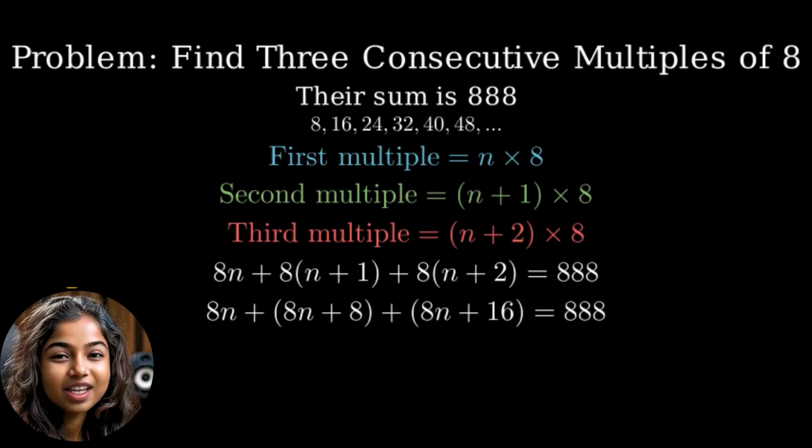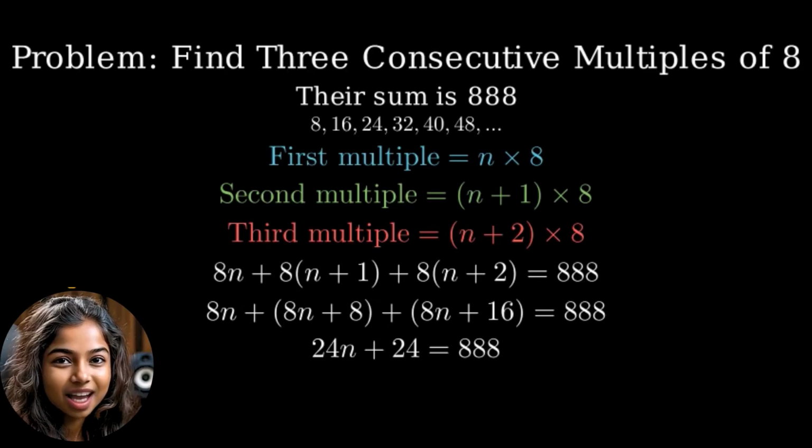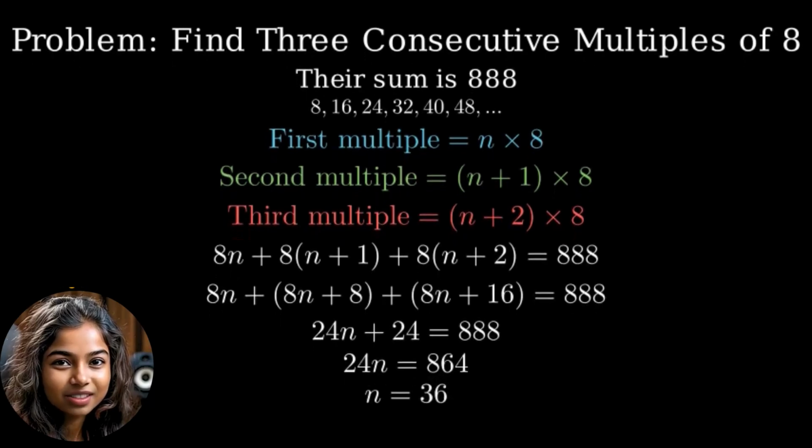Now let's combine like terms. We have three 8n terms, so that's 24n, plus the constants 8 and 16, which is 24. So we get 24n plus 24 equals 888. To solve for n, first subtract 24 from both sides. 24n equals 864. Then divide both sides by 24. n equals 36. Now we can find our three consecutive multiples.